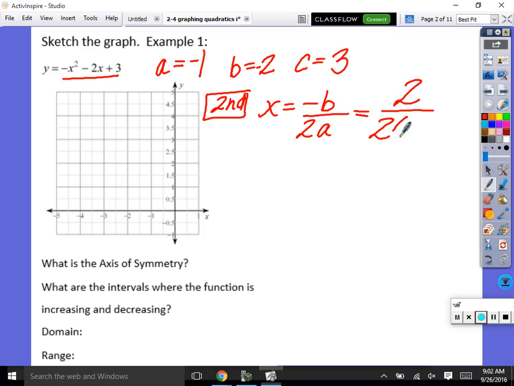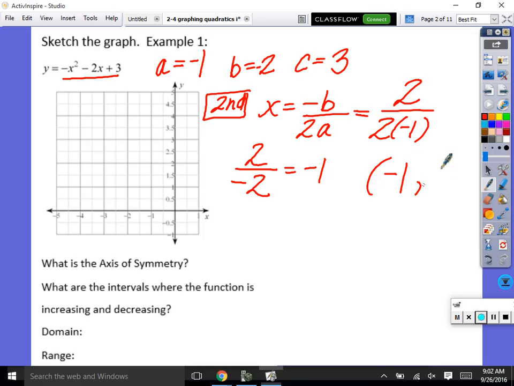A is negative 1. So we've got to simplify the top, then simplify the bottom, and then simplify the whole thing. On top we have a 2. On bottom, what's 2 times negative 1? Negative 2. So now we can divide them. What's 2 divided by negative 2? Negative 1. So we know that our vertex x value is at negative 1.